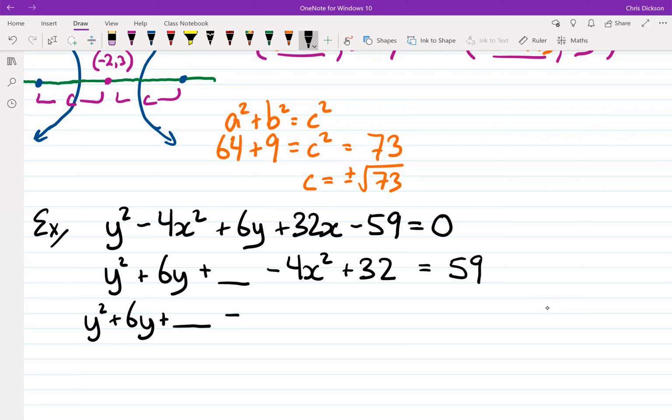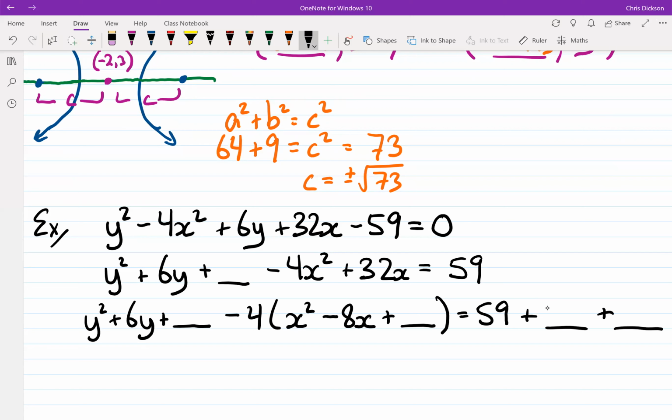I'm going to factor negative 4 here, which makes this x squared, and then instead of being plus 32, it's actually going to be minus 8x plus a number equals 59, and then I have to add a number and then add another number, okay? So I'm just making sure we're okay with that part. All right, so what are the numbers here? Well, take 6 divided by 2 and square, it gives me a 9. And so I just added 9 to the left, so I'm going to have to add 9 to the right-hand side.